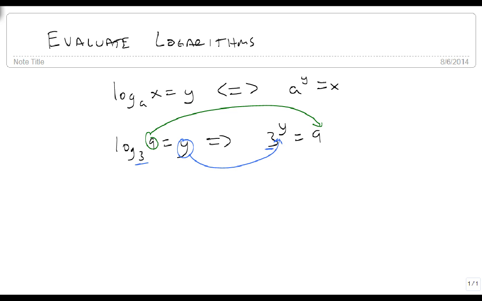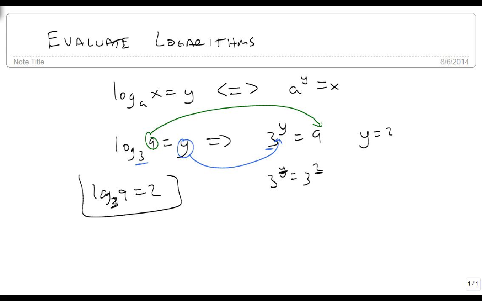But our base stays the same in both cases. Well, 9 is 3 squared, and so in order for this to work, the y has to equal 2. So y is 2, which means log base 3 of 9 is 2. Or in other words, the power that I raised 3 to get 9 is 2. So I've now evaluated that.